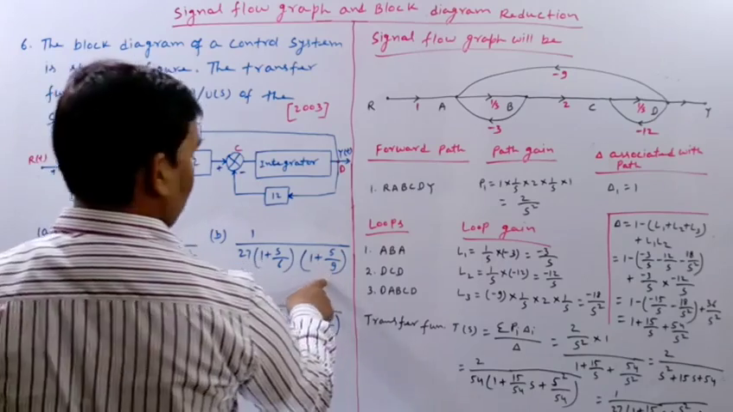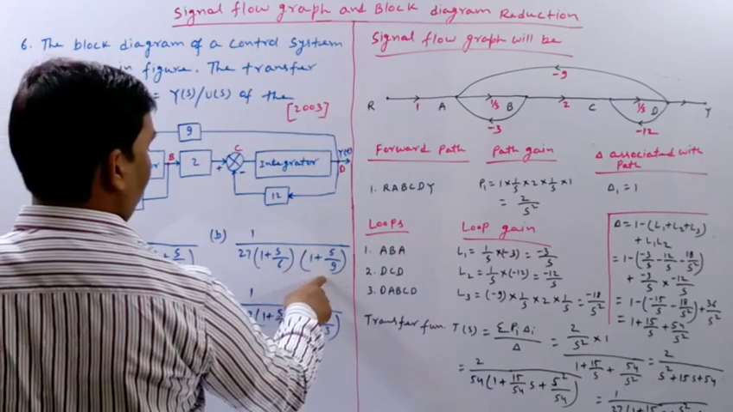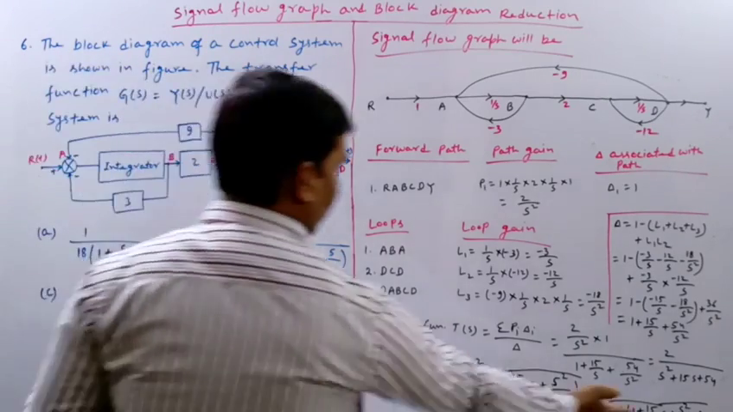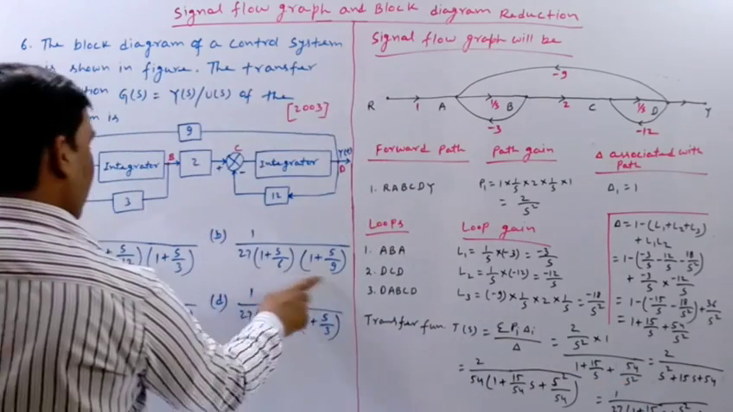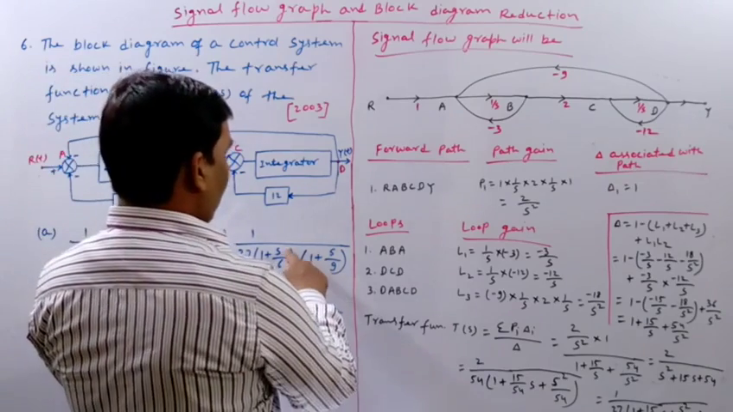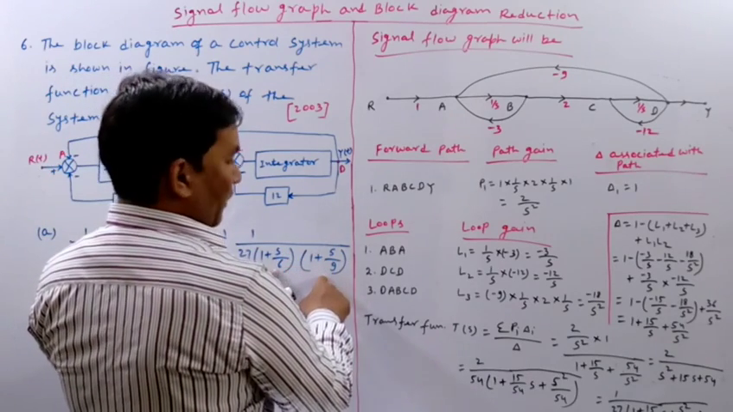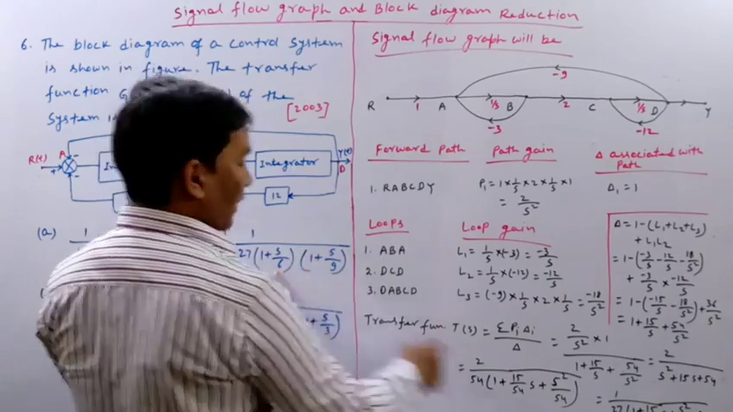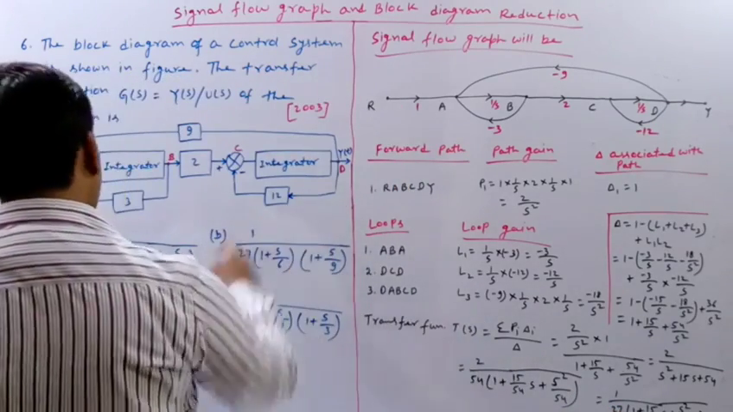So I think this option is correct, because yes, if we multiply these two terms, it will come 1 plus s square by 54 plus 15 by s. So option number B is correct one.